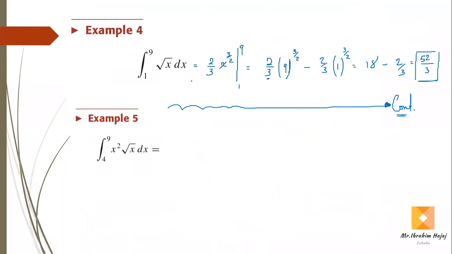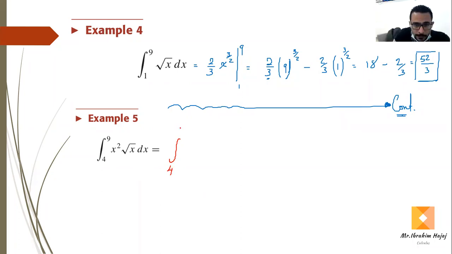First question, number 5, example 5. We can find the integral of x squared radical x. First of all, we write radical x as x to the power of half, and because they are multiplied, we add the exponents, so it will be 5 over 2.